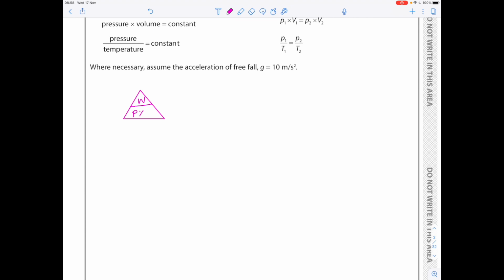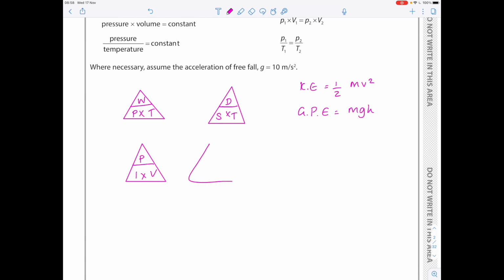We play tennis, so work done is power times time. Speed equals distance over time. KE equals half mv squared. Gravitational potential energy equals mass times gravity times height. PIV, so power equals current times voltage.